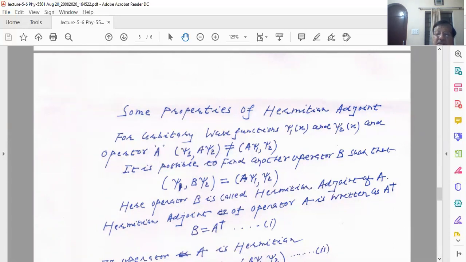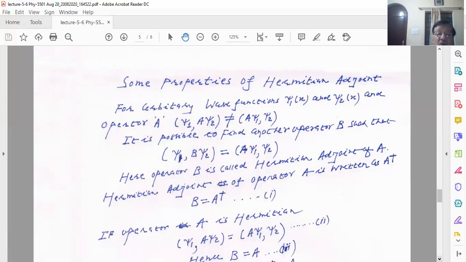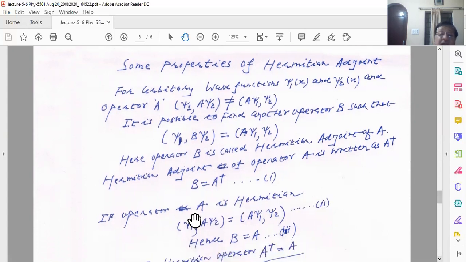Now, our basic goal is that we want to derive some laws for the Hermitian adjoint. Suppose A is Hermitian. Then I can write psi 1 A psi 2 is equal to A psi 1 psi 2. So you can see this equation, psi 1 B psi 2 equal to A psi 1 psi 2. Now if A is Hermitian, then psi 1 A psi 2 equals A psi 1 psi 2. So you see the left hand sides of these two equations are the same. So we can say that the operator B is nothing but operator A, right? If A is Hermitian, then B is always equal to A. So I can write A dagger is always A.